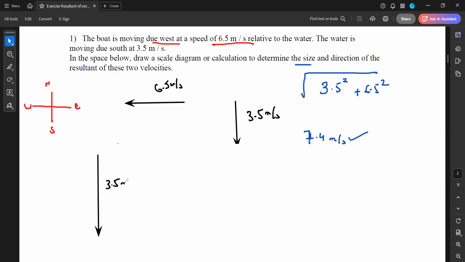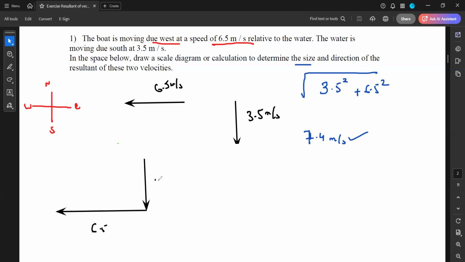So this is 3.5 meters per second. Then we'll draw west. From the first vector, we draw the second vector. That is equal to 6.5. 6.5 should look bigger than 3.5. It is very important, because the magnitude of the vector shows the length. So when I'm drawing 3.5, it should look smaller than 6.5.